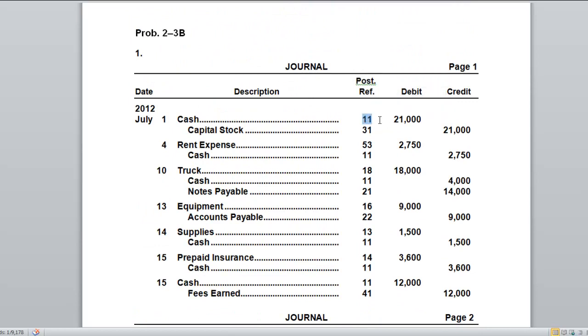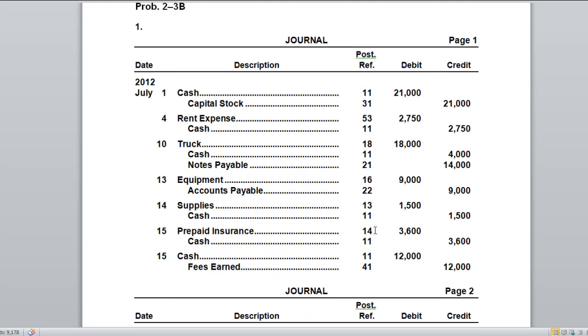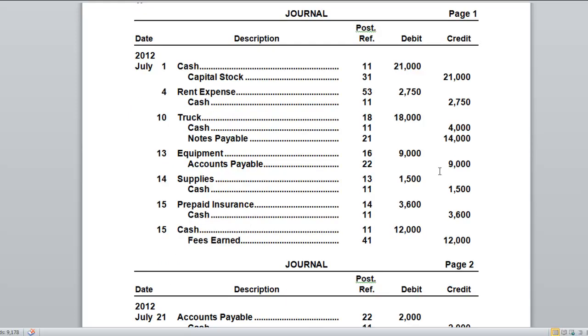So what this means is at this point, once we populate this post reference column, that means that we have posted this to the ledger, and this is the ledger account. So anytime you see something with cash, you're going to see an 11 beside it, right? Supplies, for example, was account 13. But we wait to actually write the ledger number beside this until the point in time that we've actually posted it to the ledger. Okay, so this means that it's been posted. Otherwise, we might make a mistake and post it twice. So that's just an indication to us that that work has been done.